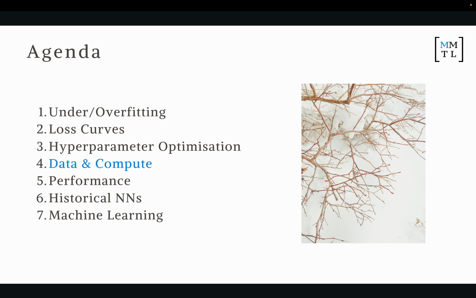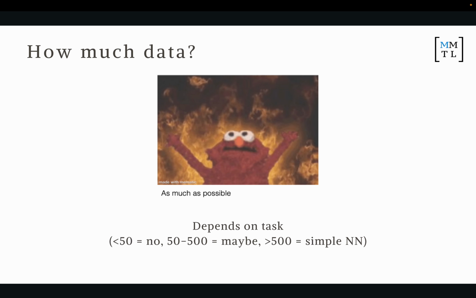Okay, so let's talk a little bit more about data and compute. How much data? This is the neural network version, and it depends on the task. If you have less than 50 data samples, it's probably a no-go for training an advanced neural network. You can consider things like regression, some of the simpler techniques that we talked about. 50 to 500 samples, maybe, and above 500 is the sweet spot for when you can be quite comfortable building a simple neural network.